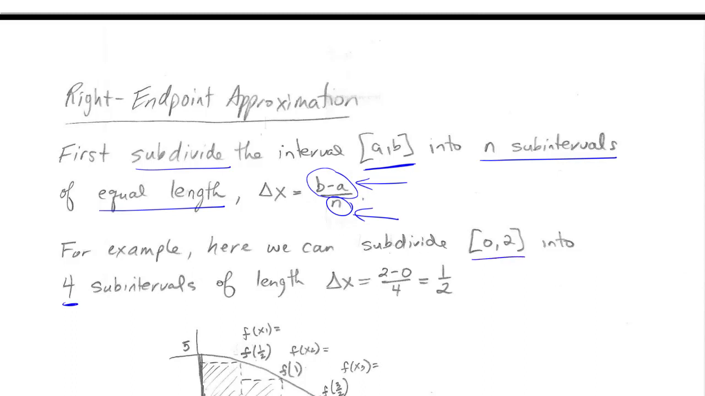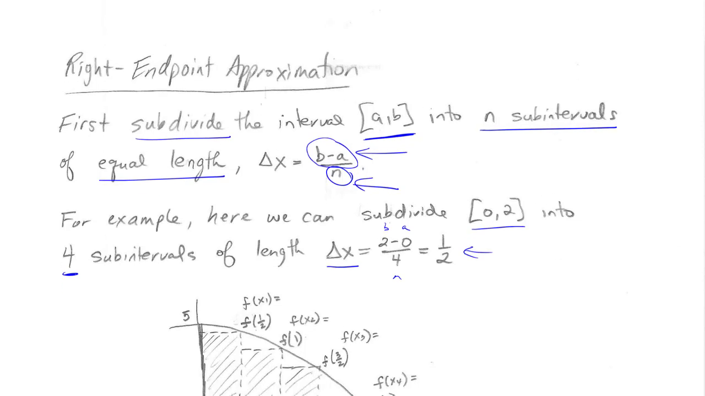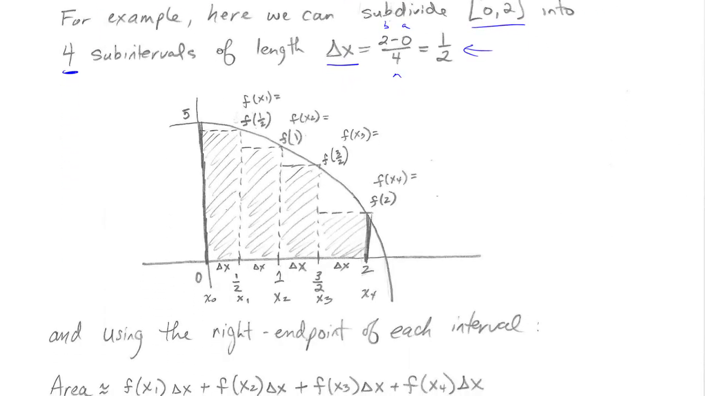Then each of the subintervals would have a width delta x, that's b minus a over n, so we get 1/2. And as you can see here, that's what we'd be talking about. We have 1/2 here, this is a 1/2, this is a 1/2, and this is a 1/2. That's because we've divided that 0 to 2 into 4 pieces.